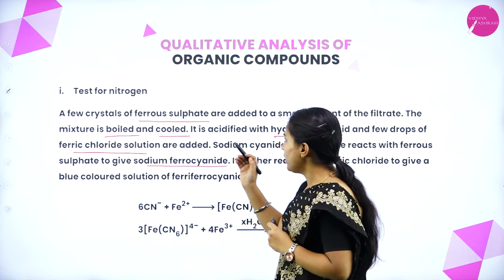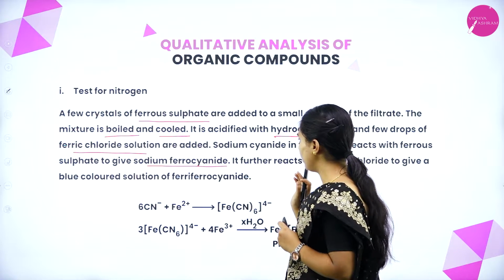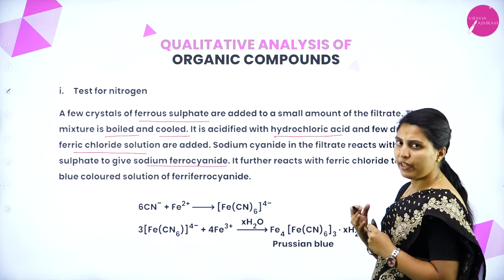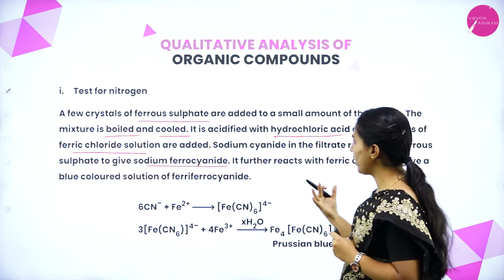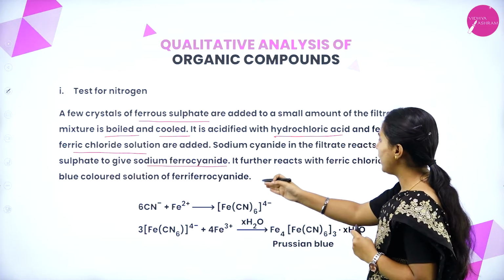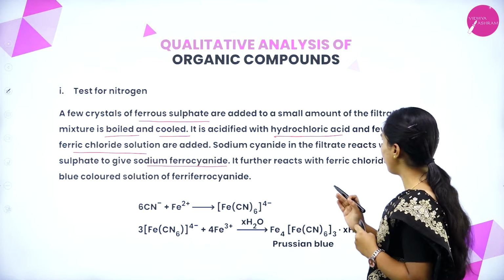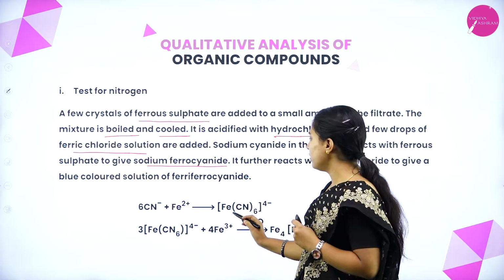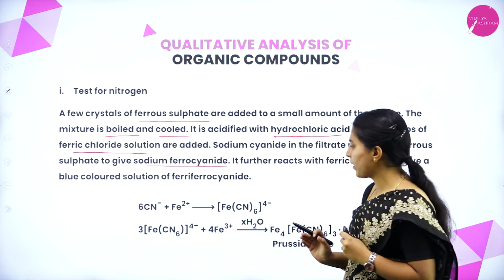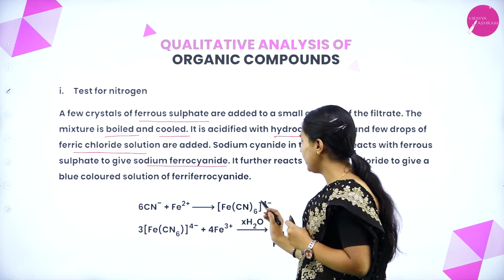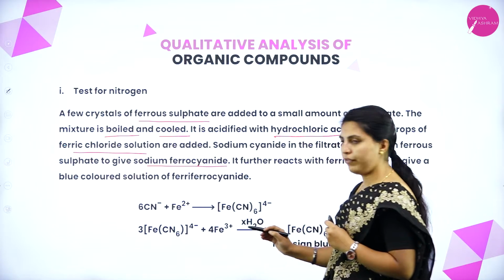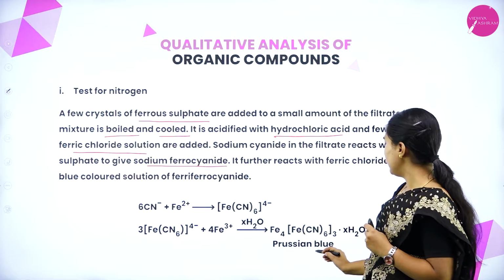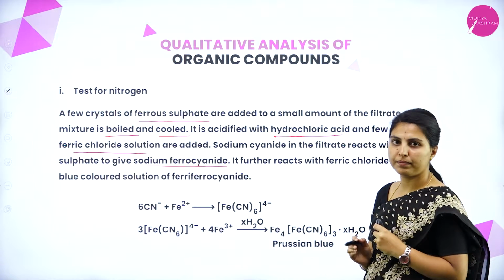What are they telling? First, ferrous sulfate is added to the small amount. Then you have to acidify it with HCl, and ferric chloride is added. After that, sodium ferrocyanide should form. This is cyanide, this is iron; this is ferrous cyanide, and this is a complex. Again you are treating with ferric chloride, and it will form ferriferrocyanide, which is Prussian blue in color.